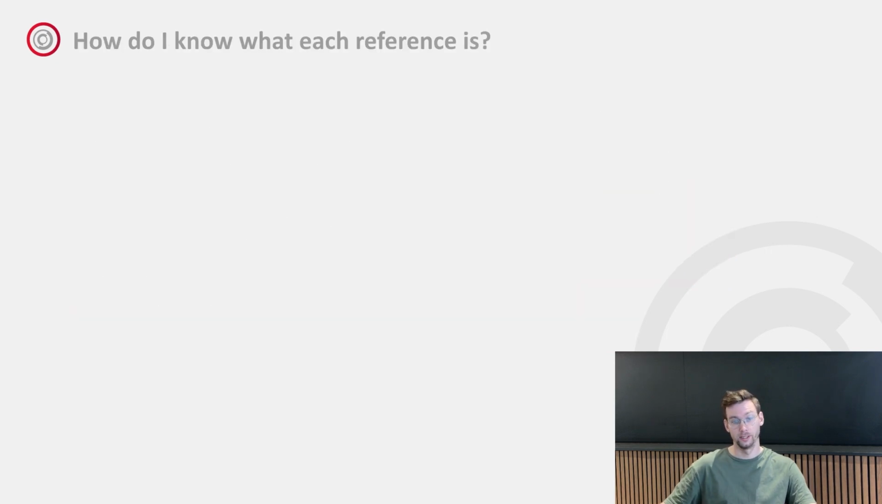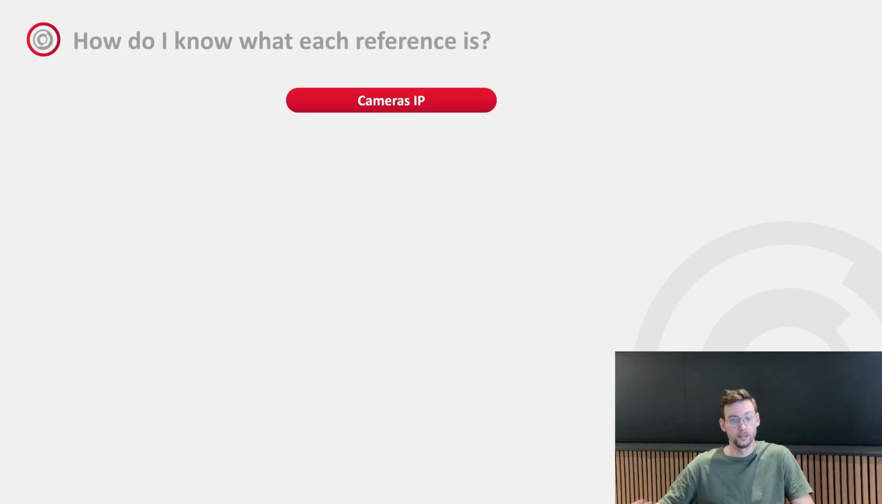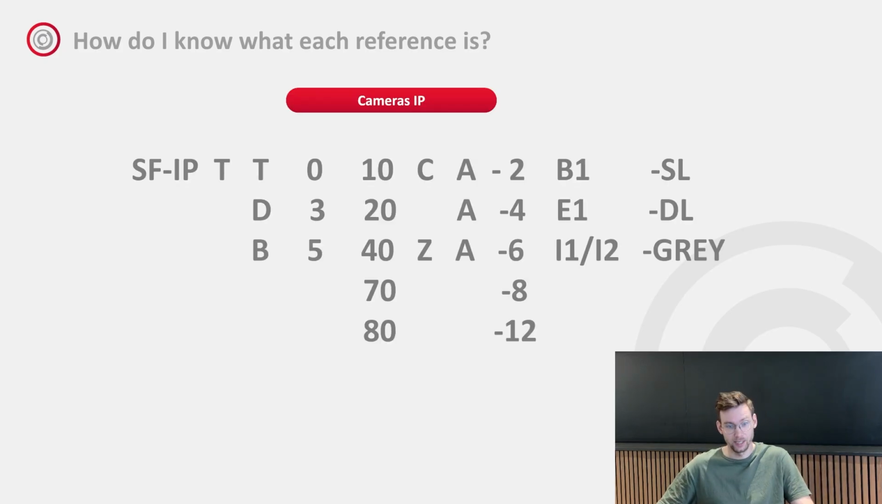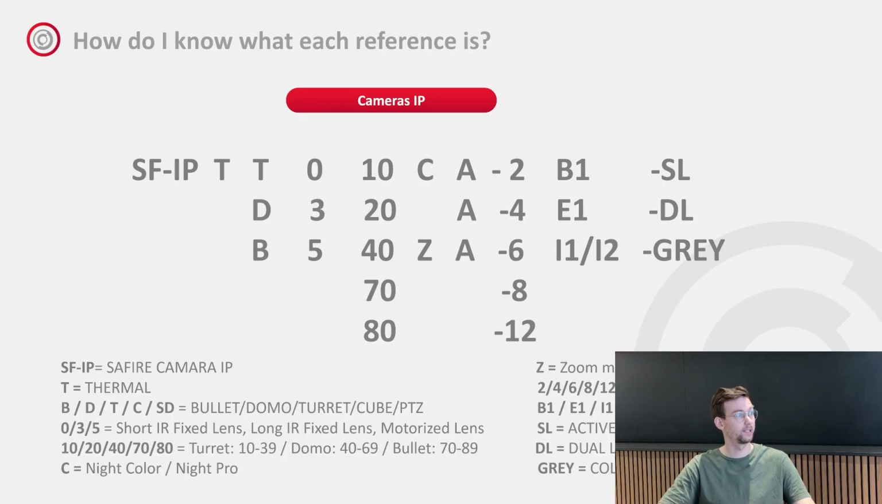How do I know what each reference is? So first, we're going to check a little bit the reference of the cameras, the IP cameras, how to identify them by the model number, which is actually quite simple. Exactly. So this is basically how you identify it. The first two letters are obviously Safire from Safire Smart, the IP cameras. Then the next couple letters are basically telling us what type of camera, what type of model it is.